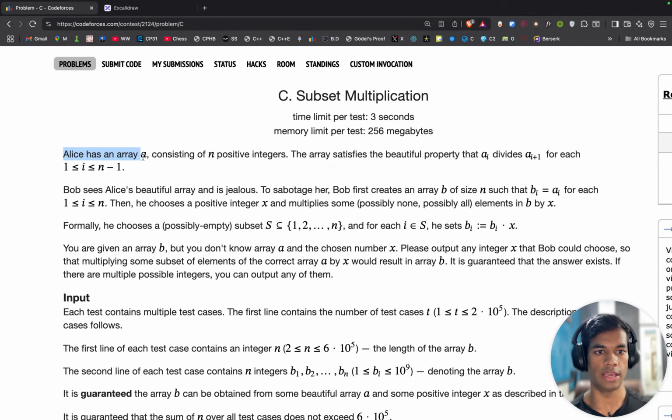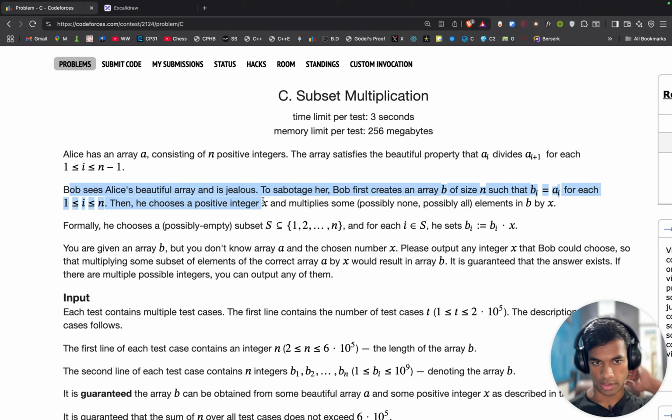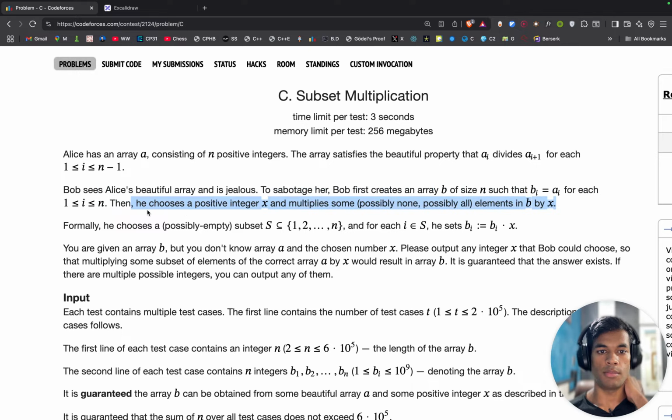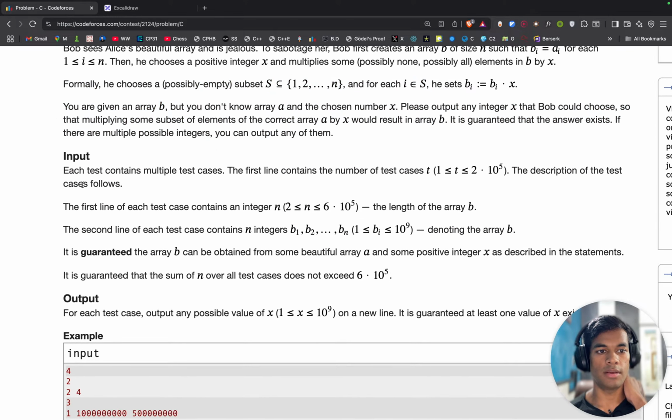Alice has an array A consisting of n positive integers. The array satisfies the beautiful property that A_i divides A_(i+1), that every element divides the next element. And Bob sees Alice's beautiful array and is jealous. To sabotage her, Bob first creates an array B of size n, which is equal to A, and then he chooses some numbers and multiplies them with an integer x. And then I am given that array B.